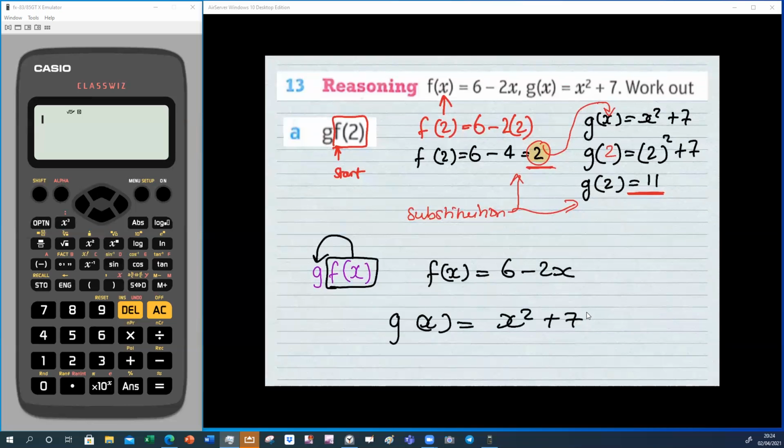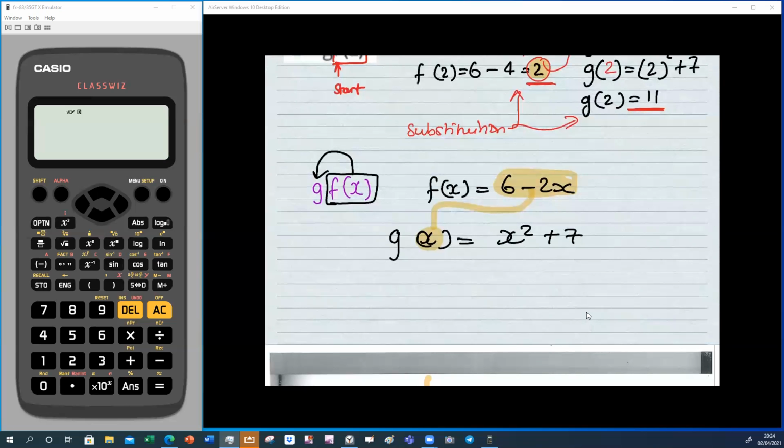Okay, g of x equals x squared plus 7. So what we're doing with this here, we're grabbing all of this and substituting it into g of x. Okay, so then we have to change that now. So that becomes g of 6 minus 2x. That's right. So wherever you see the x, you substitute the 6 minus 2x in there.